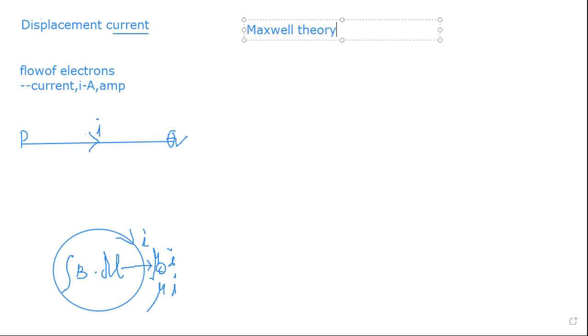How is this displacement current produced? We have to see that one. This displacement current is produced whenever there is a change in electric field. So change in electric field. E is the electric field here. So change in electric field produces current.